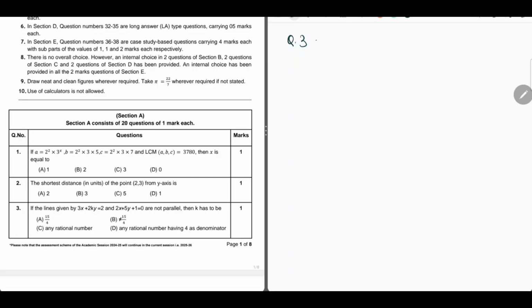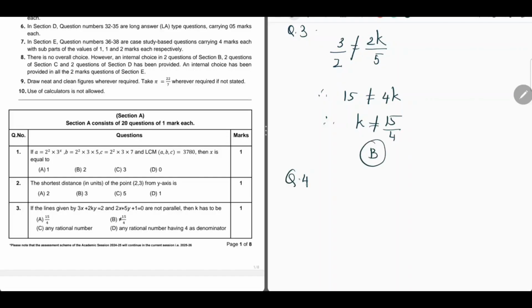Question 3. If the lines given by 3x plus 2ky equal to 2 and 2x plus 5y plus 1 equal to 0 are not parallel. So see, whenever it is asked, we usually have the question for parallel, and then we have to find the value of k. Now here the question is twisted. So 3 upon 2 is equal to 2k upon 5. It is the normal condition. Now it is said that it is not parallel, so not equal to. Therefore 5 times 3 is 15, not equal to 2 times 2k, which is 4k. Therefore k is not equal to 15 by 4, that is option B.